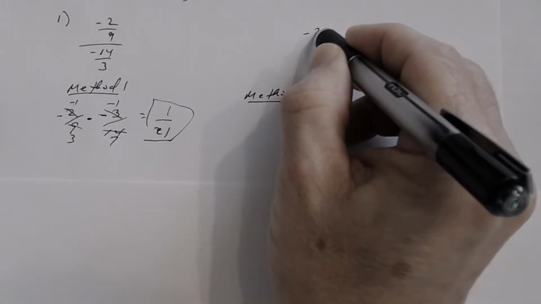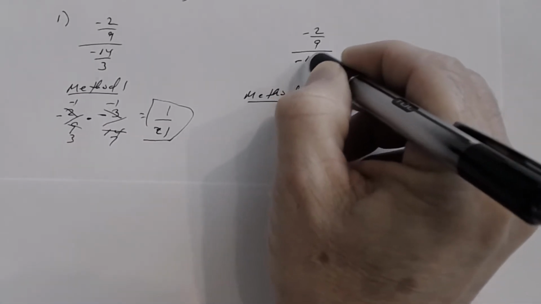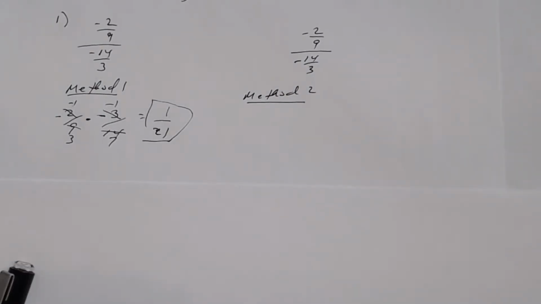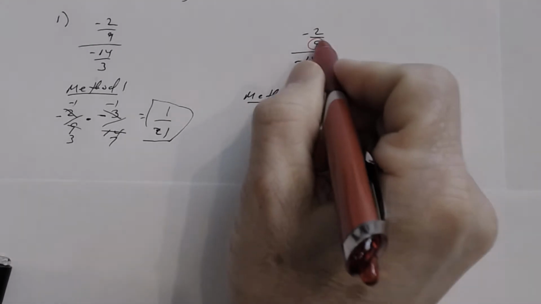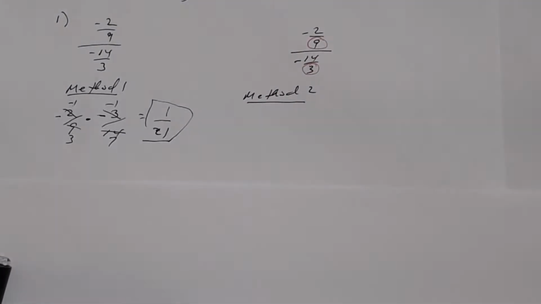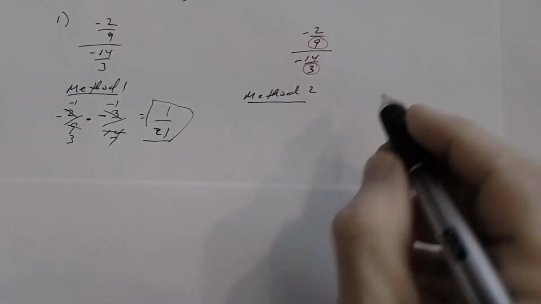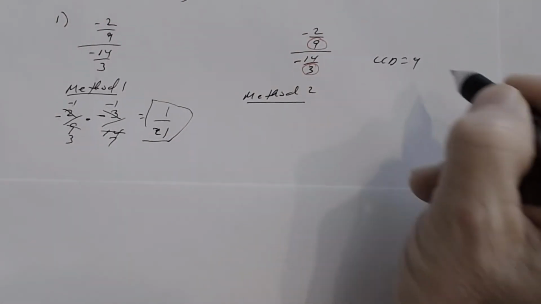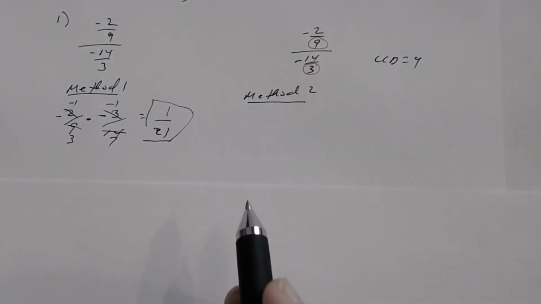So in other words, if I go back and rewrite the problem, and then I circle the denominators, those are the denominators of the fractions that are in both the numerator and denominator. So the LCD here is 9. So then what you would then do is this.